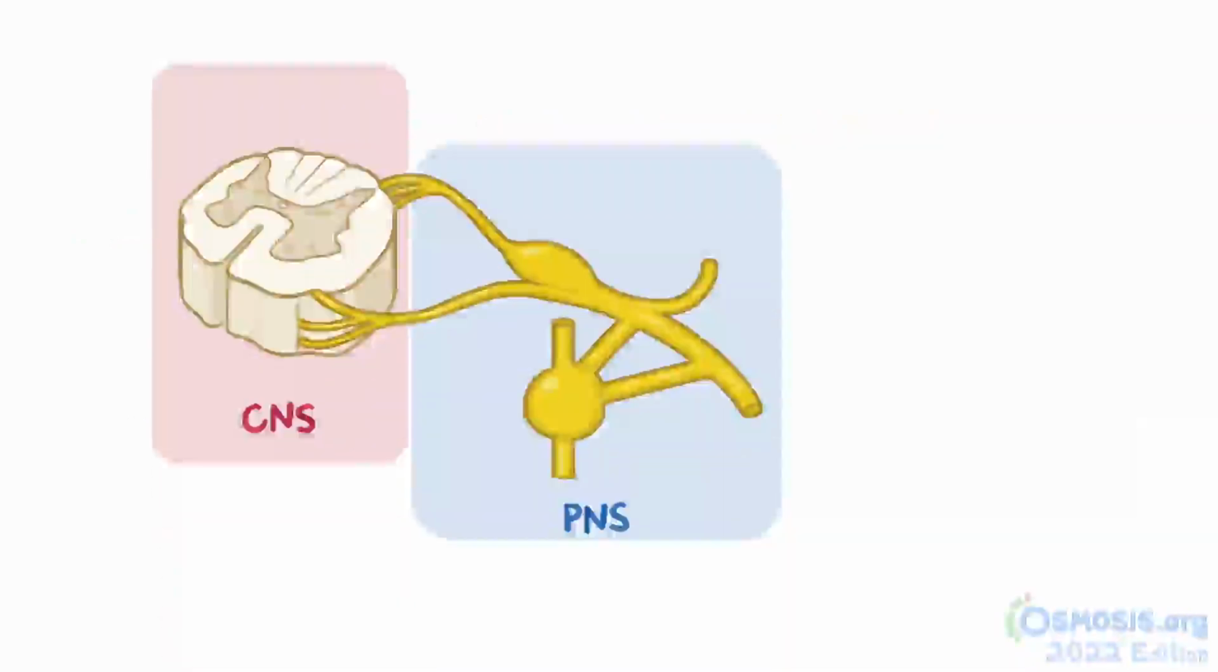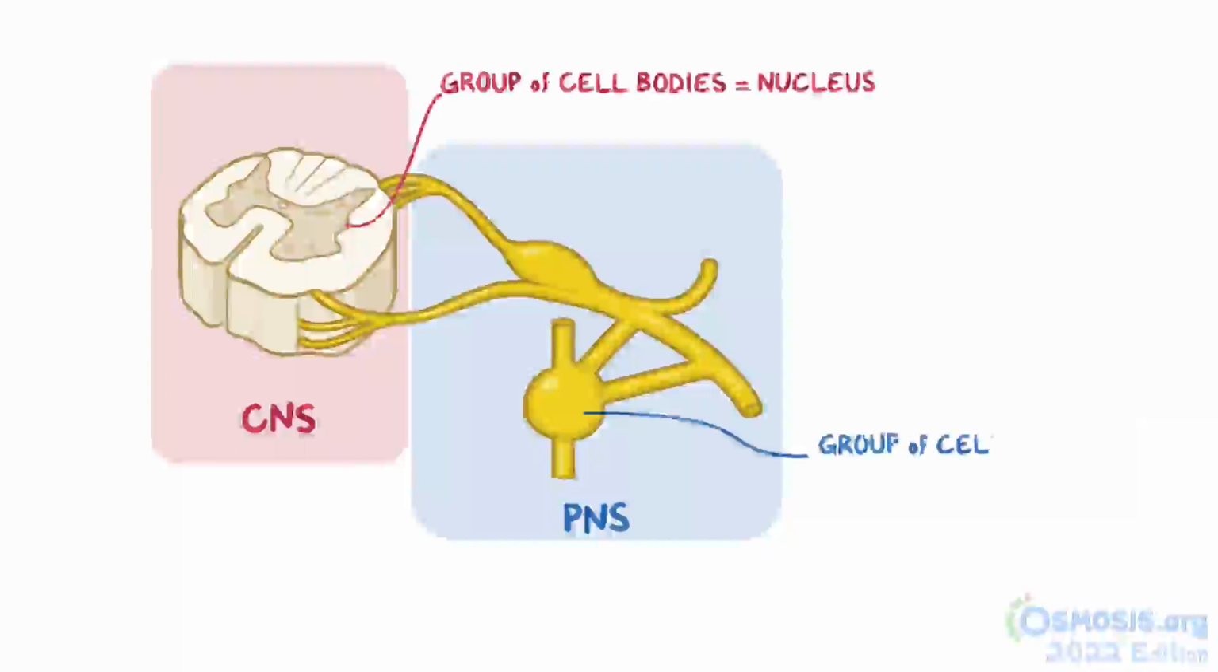Okay, now let's discuss how information from the sympathetic and parasympathetic nervous systems communicate through the central nervous system. Remember that a group of cell bodies in the central nervous system is called a nucleus, while a group of cell bodies in the peripheral nervous system is called a ganglion.